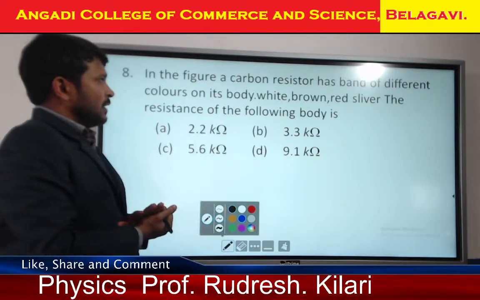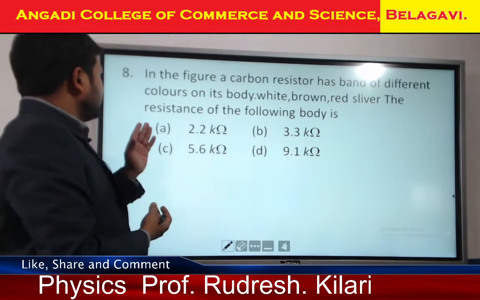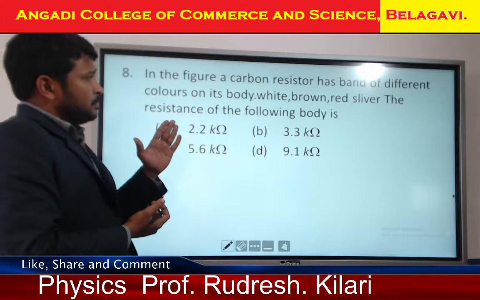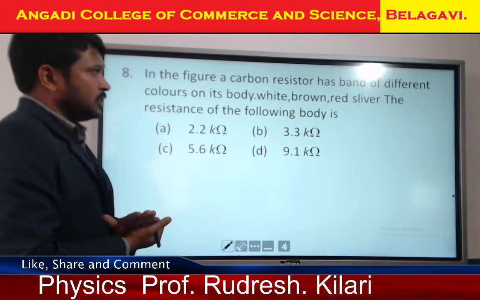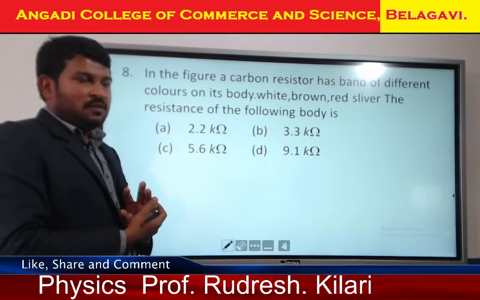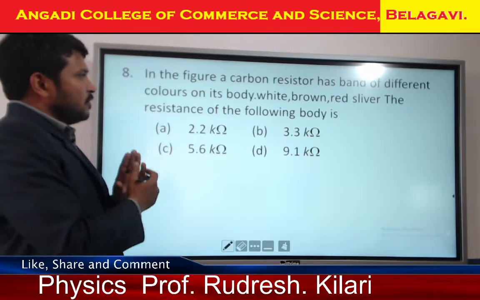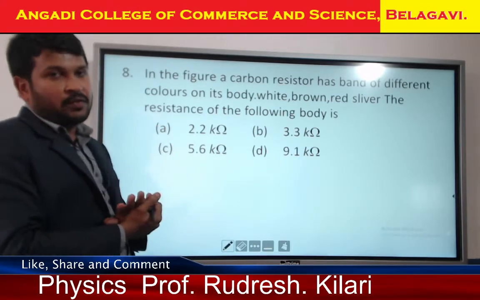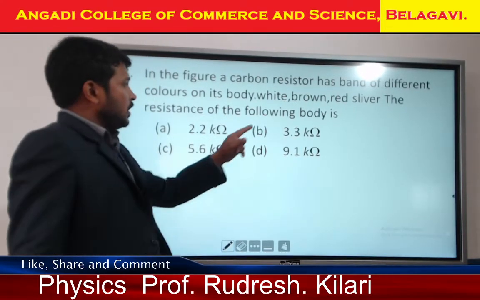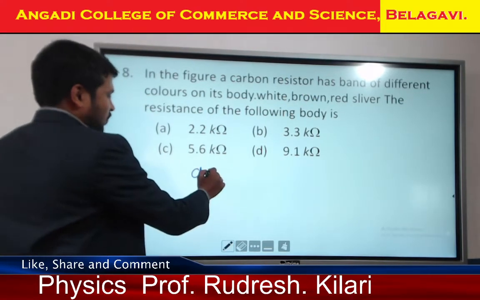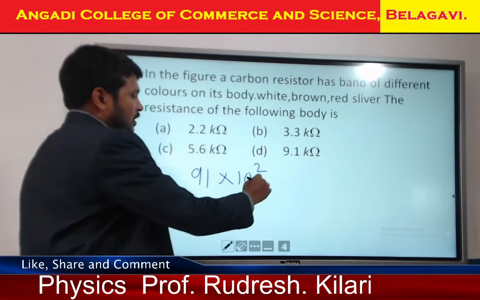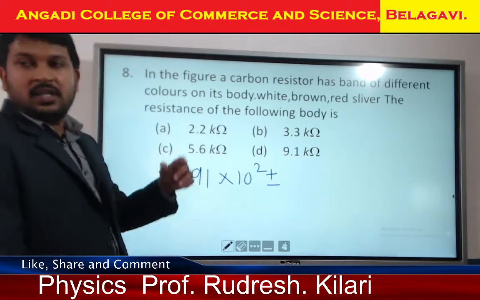In the figure, a carbon resistance has bands of different colors on its body: white, brown, red, silver. Find the resistance of the following bodies. Okay, what are they asking? First one, the height they gave. We know the value of white is 9. Okay, what is the value of brown? Brown is 1. What is the value of red? Red is 10 to the power of 2, plus or minus, silver is 10%.